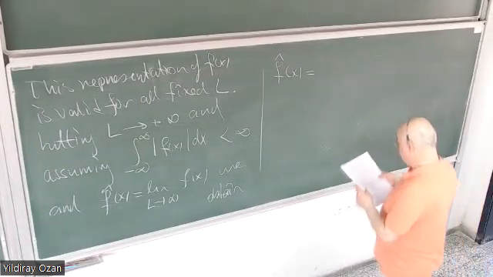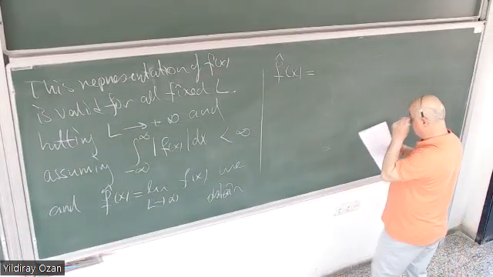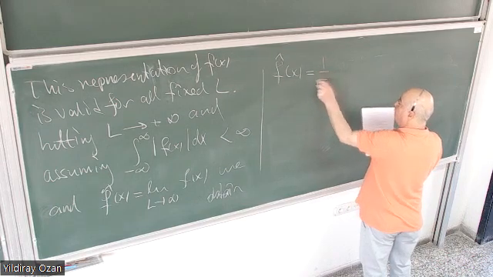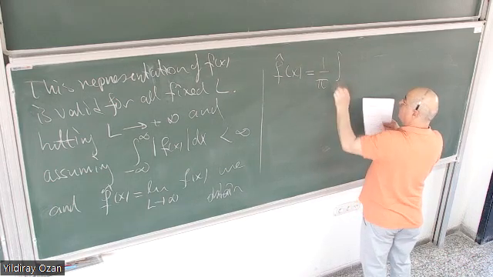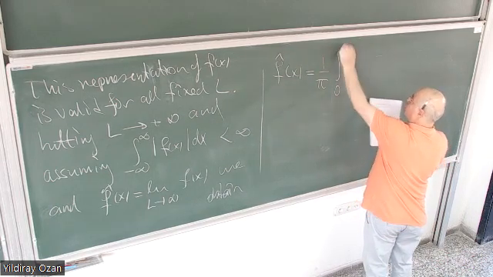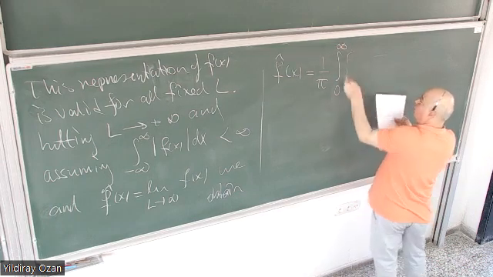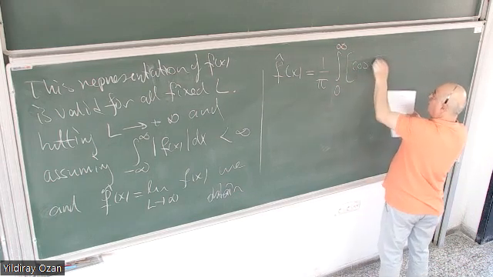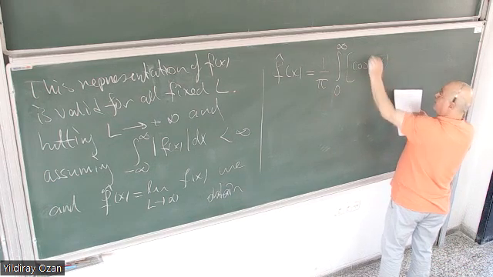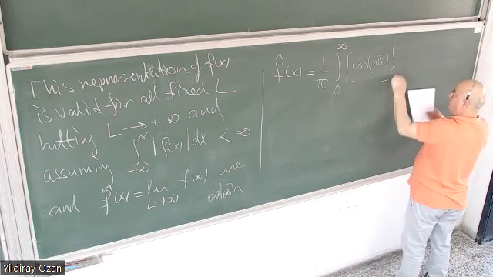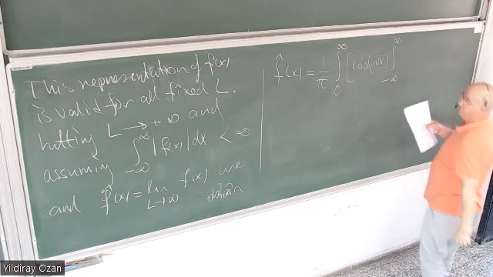Now, what will the integral be? The integral will be the following: from 0 to infinity, cosine omega x, integral from minus infinity to plus infinity.